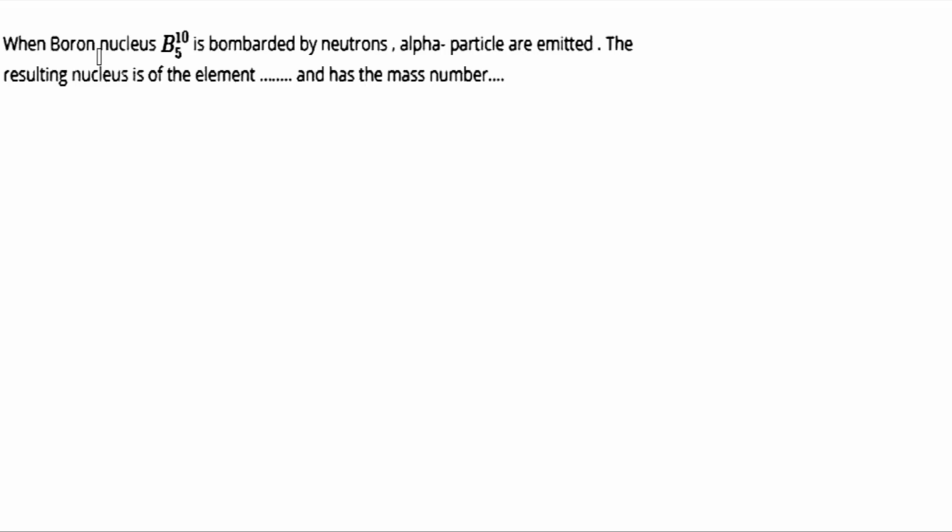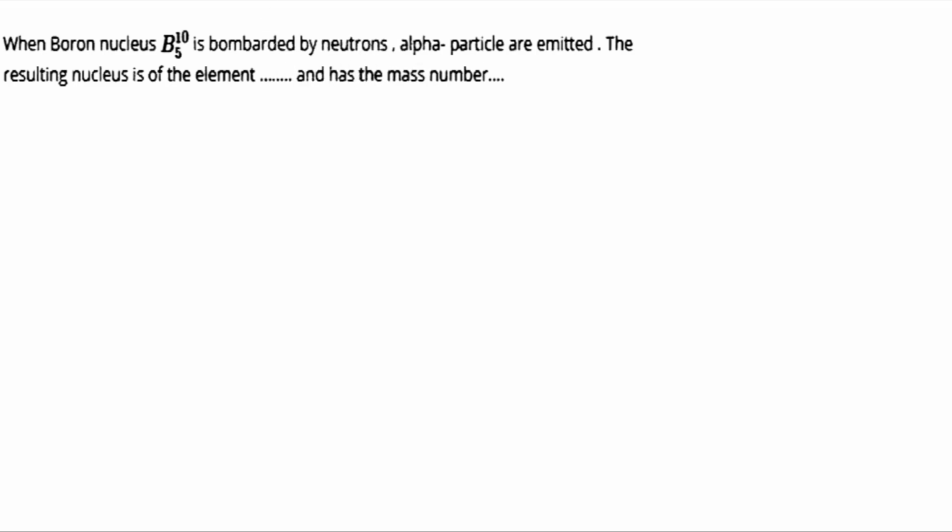Hello everyone. So we are given a question which says, when a boron nucleus having mass number 10, atomic number 5 is bombarded by a neutron, alpha particles are emitted. The resulting nucleus is of the element dash and has the mass number dash. So we need to find which element will be formed when the boron nucleus is bombarded by neutrons, and what will be its mass number.